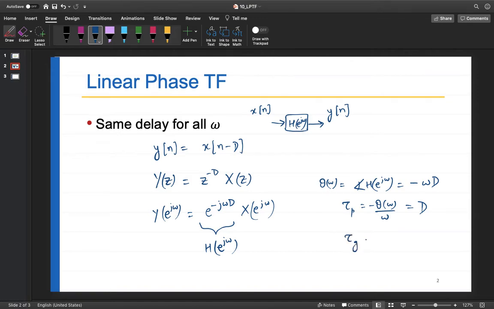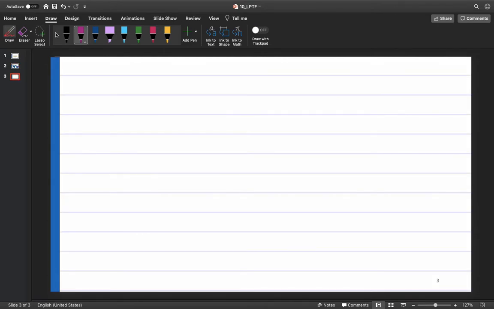What is my group delay? This is equal to minus d theta by d omega. This is also equal to capital D, right? So this is a linear phase transfer function. Basically, my phase term is of this form. It's linear. This is linear phase, right? So I want to highlight this thing, and this is linear phase. Okay, so with this motivation, let's go to the next.